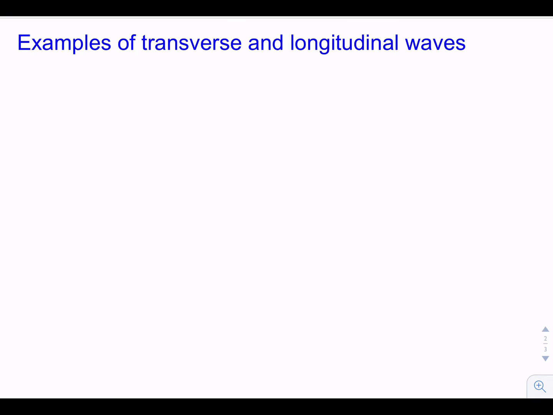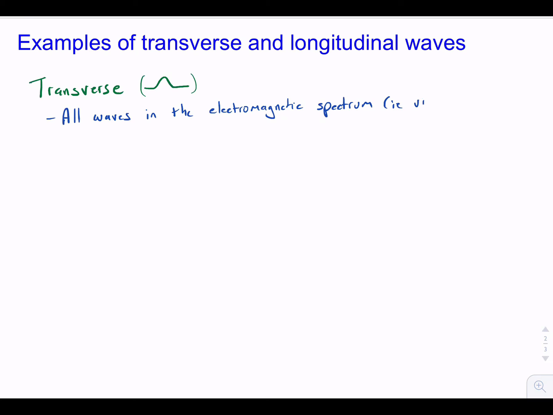Some examples of transverse and longitudinal waves. Any wave in the electromagnetic spectrum is considered to be a transverse wave. Electromagnetic waves are very diverse, but they include visible light, UV light, and microwaves, etc. Remember, electromagnetic waves require no material medium and can travel through a vacuum. This is handy because light can travel through space, so the light from the sun can reach us here on Earth.